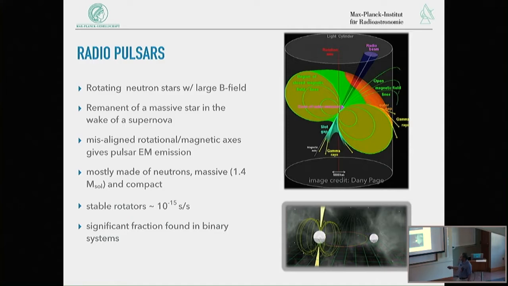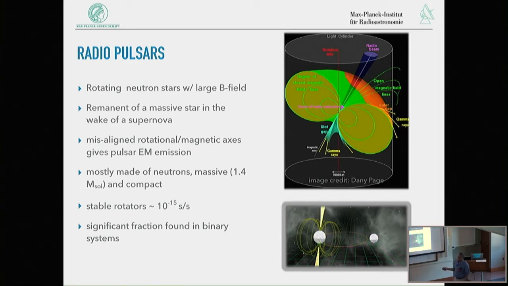The neutron star is mostly made of neutrons, and it's compact and very massive, but there are also ions in there, and those get accelerated along the magnetic field lines over here. As the charged particles are accelerated along magnetic field lines, they emit radio emission, and that's what we see here on Earth. Since they are so compact and massive, they are very stable rotators, rivaling atomic clocks here on Earth.